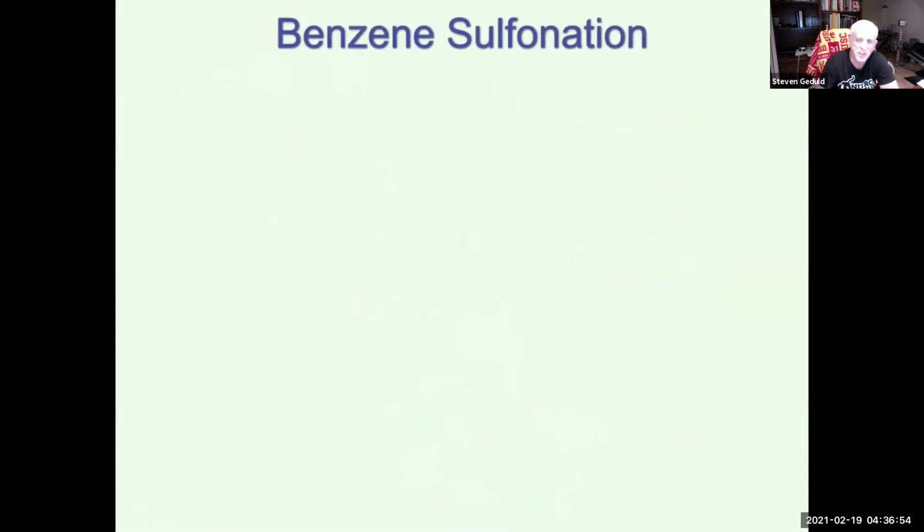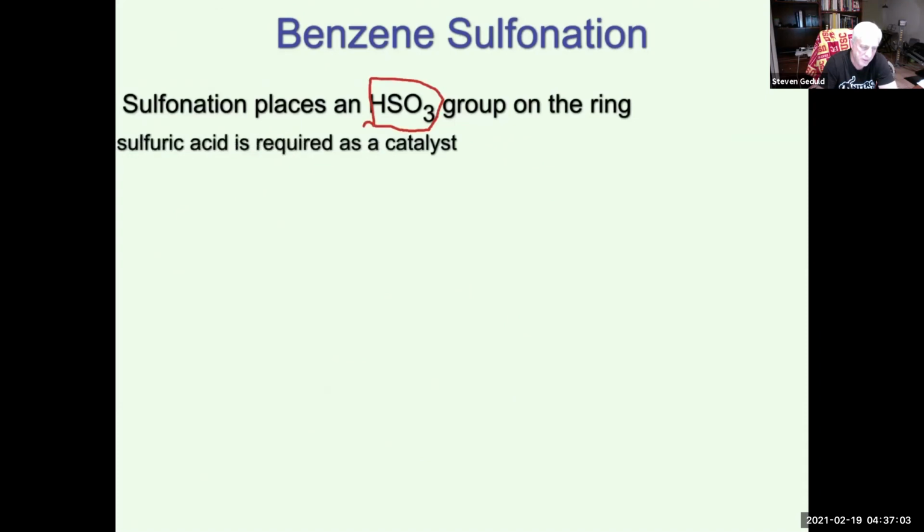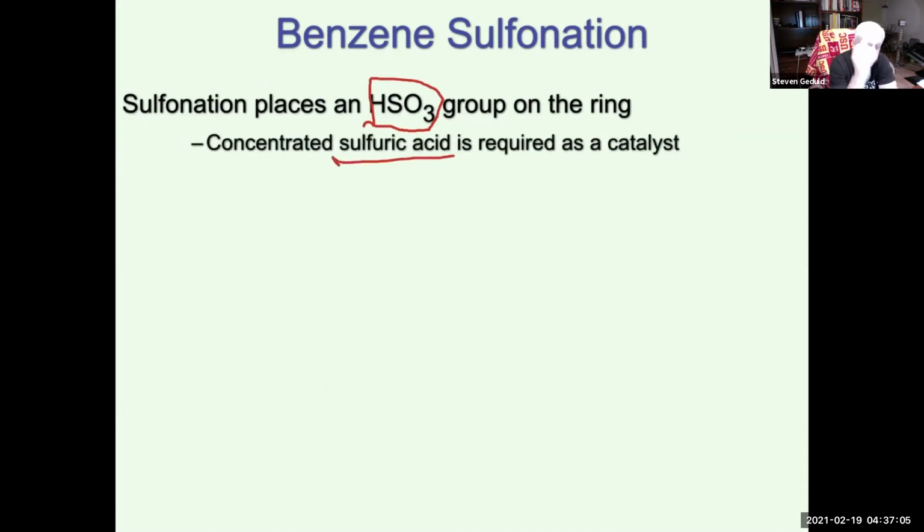And the last one is sulfonation. Sulfonation places an HSO3 group on the ring. Okay. Concentrated sulfuric acid, extremely strong sulfuric acid, is required as a catalyst again. And it's also a substitution reaction. All these reactions with benzenes are substitution reactions. Okay? They're not what we've been doing in the past. They're completely different reactions, whole new mechanisms.